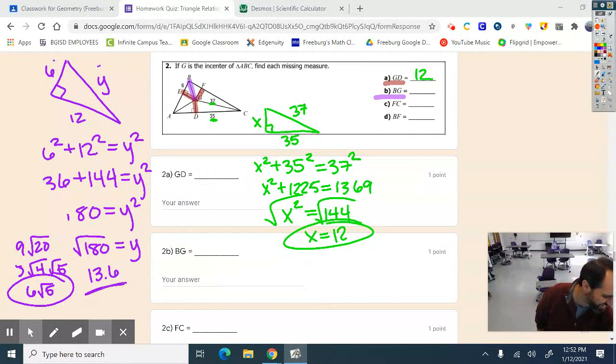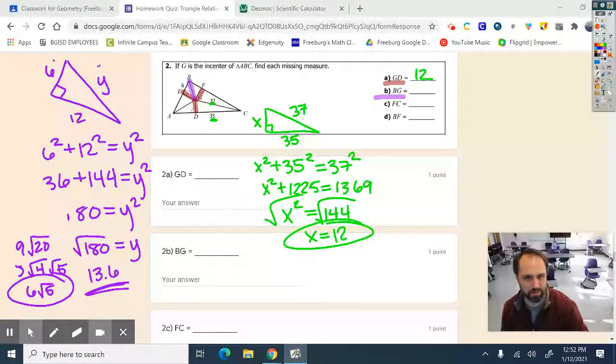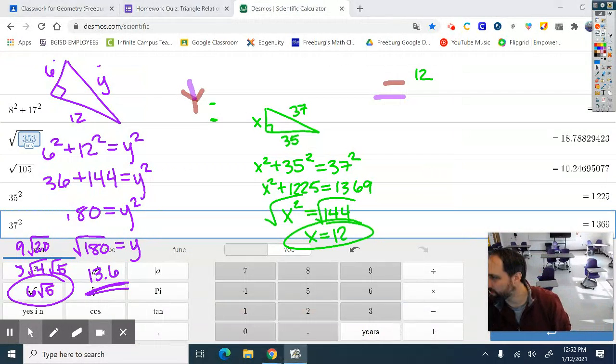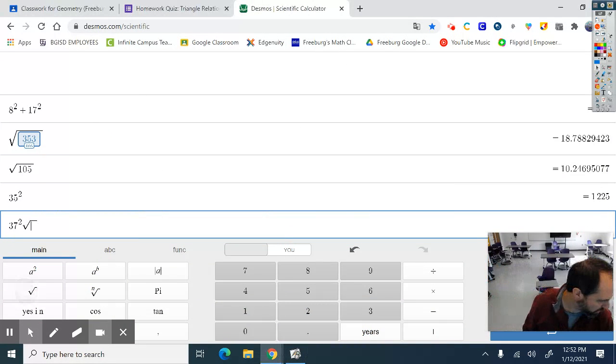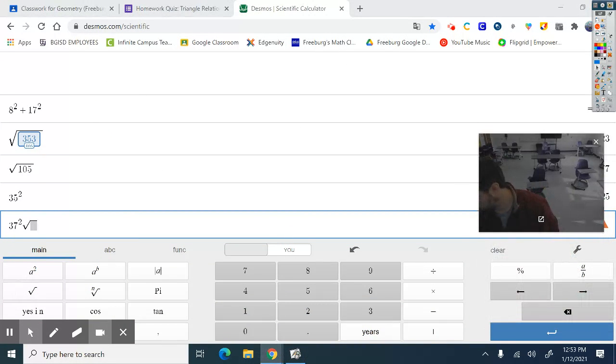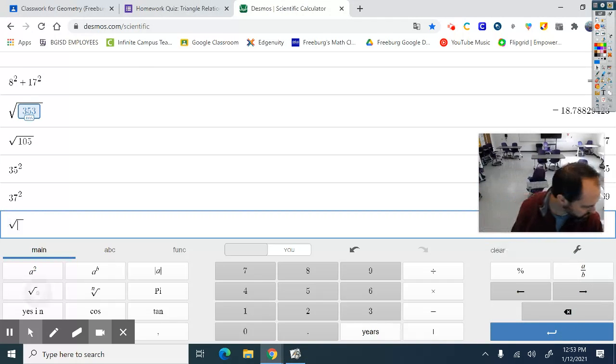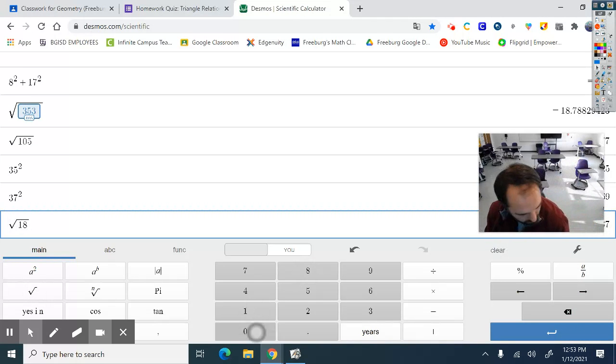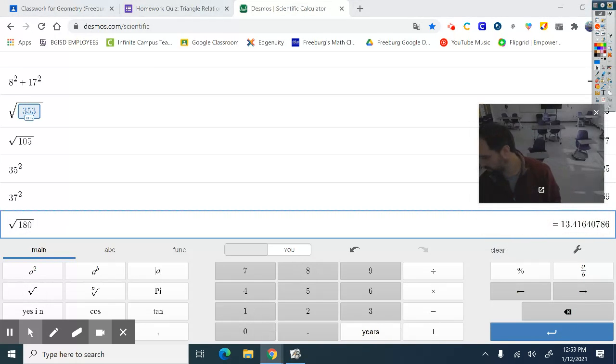All right, so throw this in the calculator. I think it's about 13.6. Let's just double check. We've got the square root of 180. Oh, 13.4.